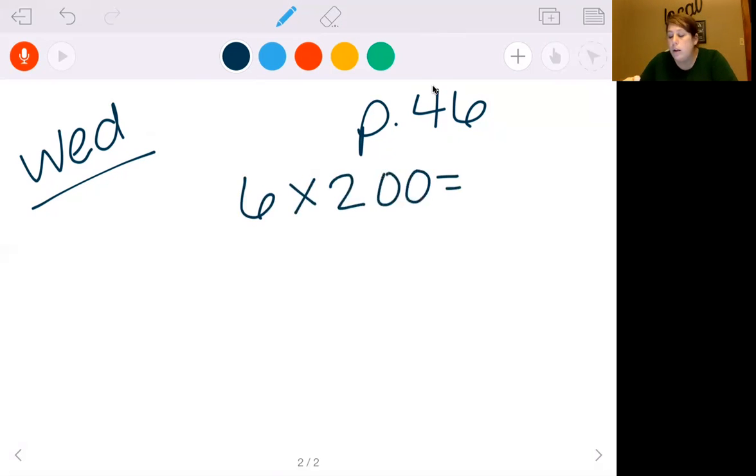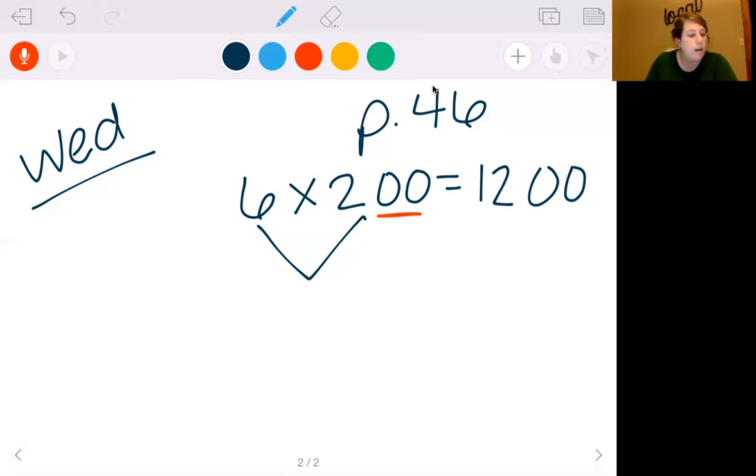So the easy way is to do 6 times 2 first, which equals 12. And then look at how many zeros we have. We have 2 zeros, so we add 2 zeros to our answer. So 1,200 would be our answer for that. It's a super simple shortcut.